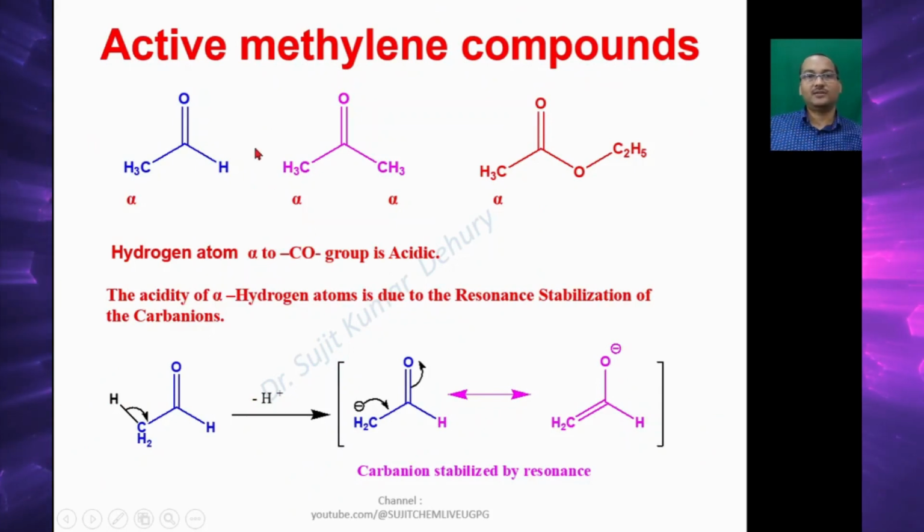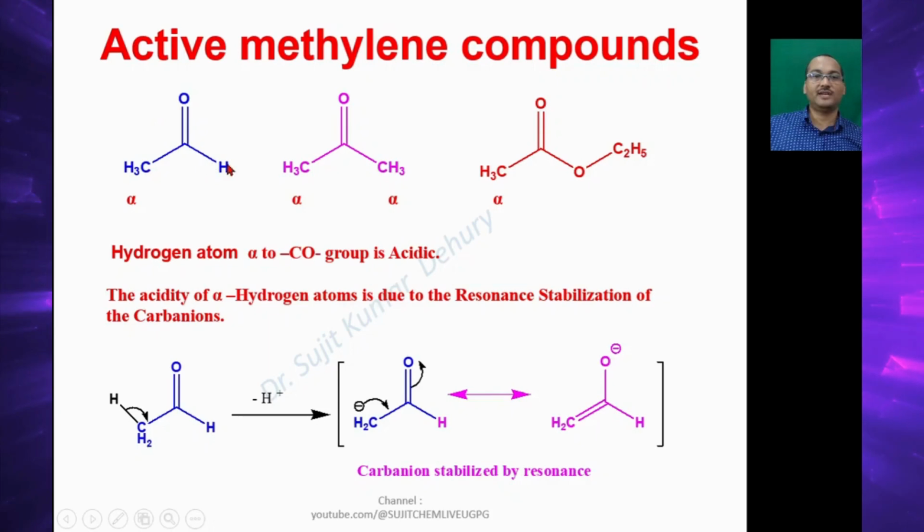So next is active methylene compounds. If you start with this compound, CH3CHO, CH3COCH3 acetone, CH3COOC2H5: with respect to this carbonyl group, this is the alpha carbon. With respect to this carbonyl, this is the alpha carbon. And with respect to this carbonyl, this is the alpha carbon. The hydrogen atoms attached to this alpha carbon are called alpha hydrogens. These alpha hydrogens with respect to this carbonyl group are acidic in nature.